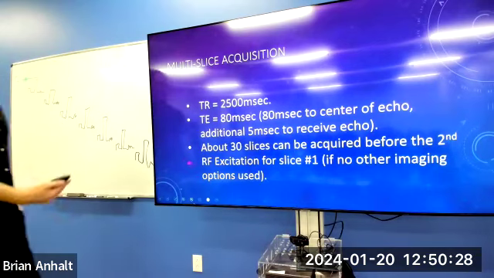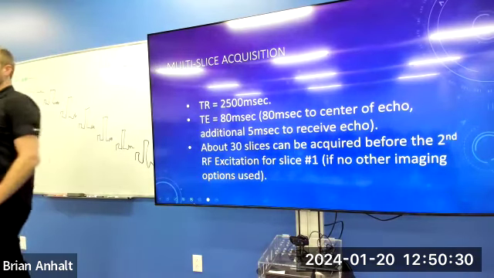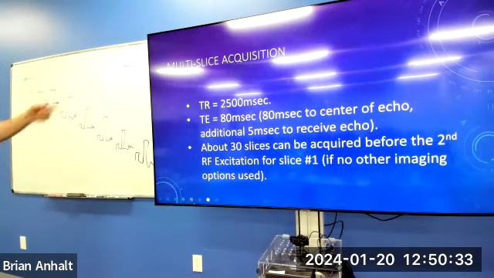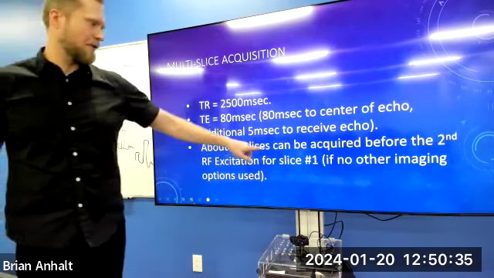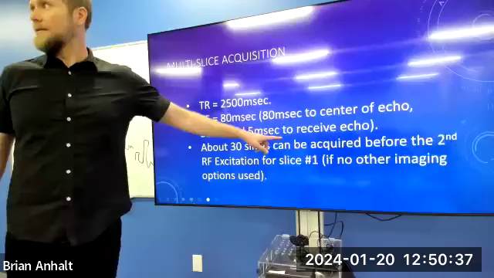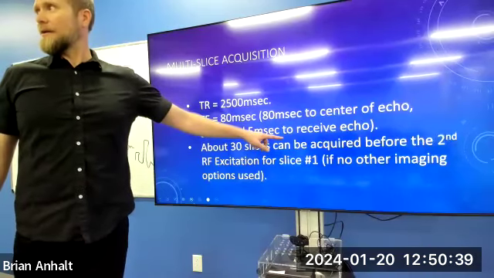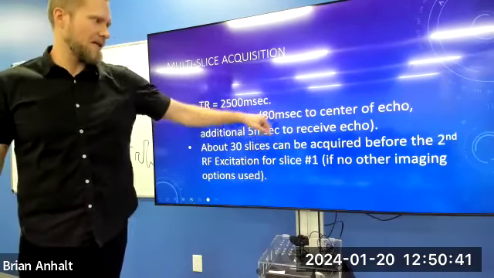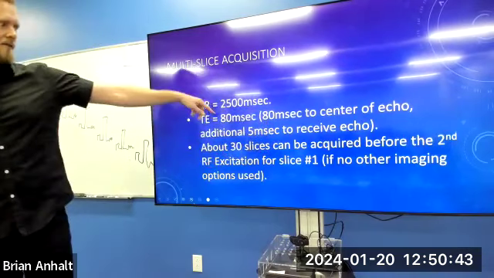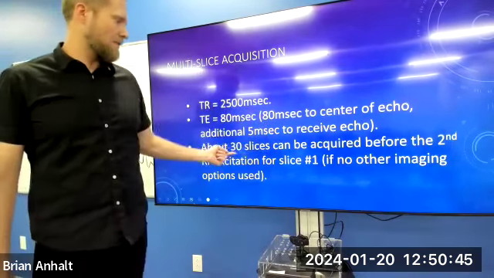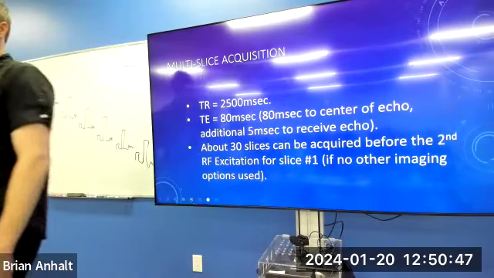What kind of image weighting do we have here? T2, right? An additional 5 milliseconds. So we can see we have 30 slices available to us here. Right? Much longer TR. Even though the TE is longer, if you divide 2500 by 85, you'll get 30, right?